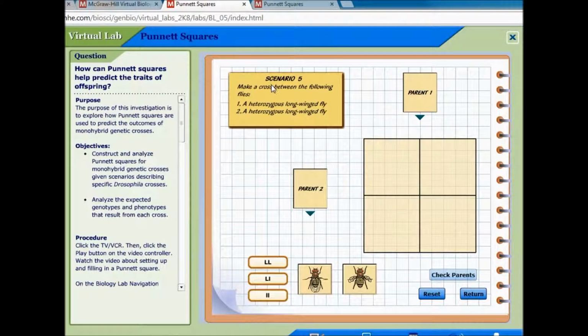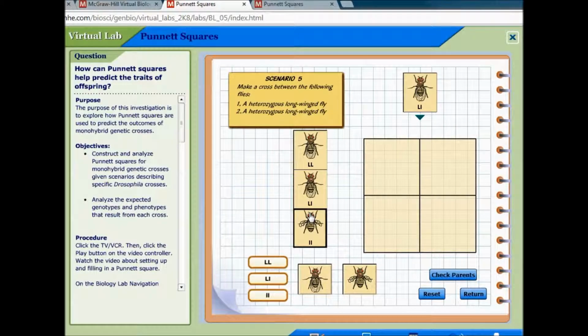All right, so scenario 5, make a cross between the following flies. Heterozygous long-winged with another heterozygous long-winged. All right, so parent 1, heterozygous, that is one of each, and long wings is dominant, so that's why they look like that. Now, let's check our parents. Yay, I actually remembered to do it.